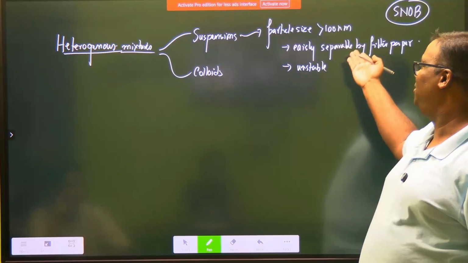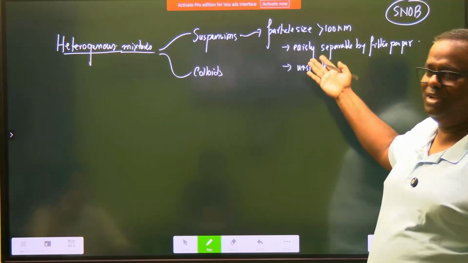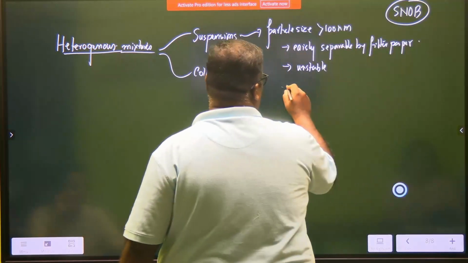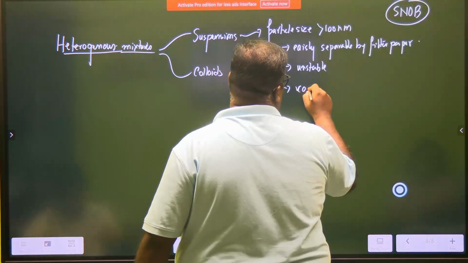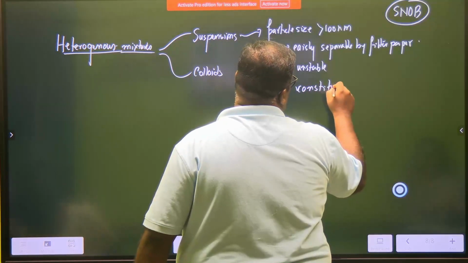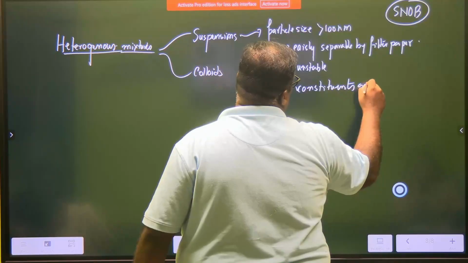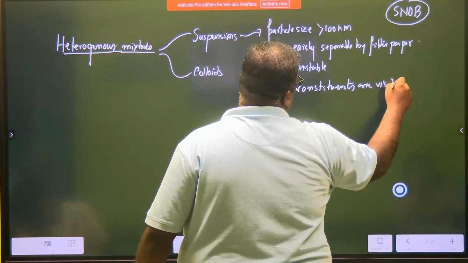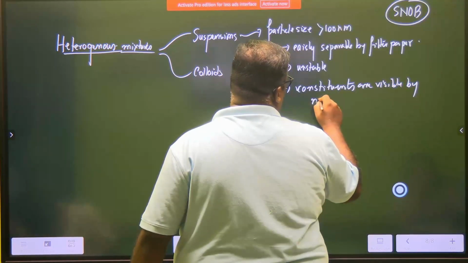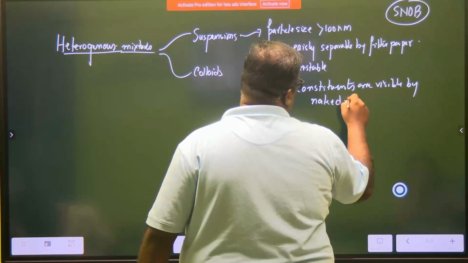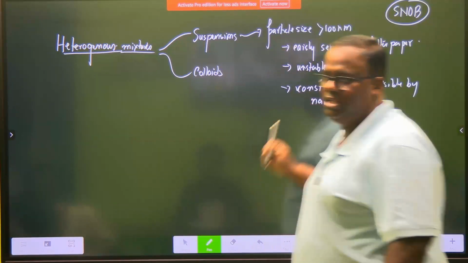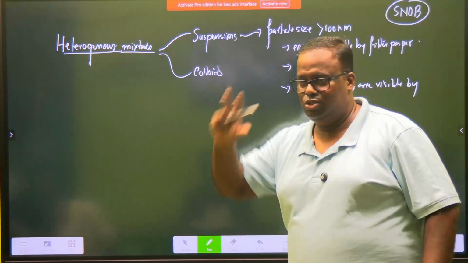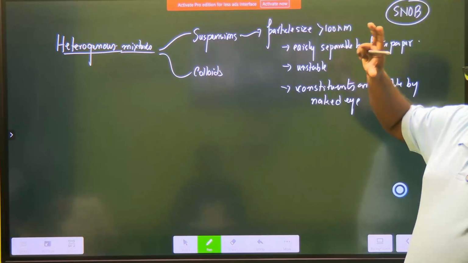It becomes visible to the naked eye, easily separable by filter paper. Yes, this is visible to the naked eye. Constituents are visible by naked eye. There is no need for a microscope. Unstable means, did you understand? The suspension is an unstable mixture.